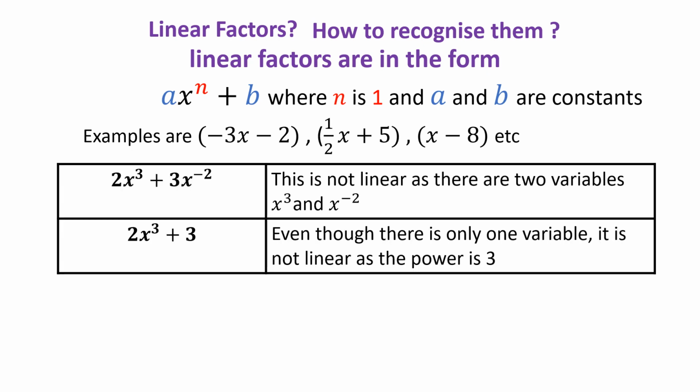If you look at the table shown, the first example is 2x^3 + 3x^-2. This is not linear because there are two variables, x to the power 3 and x to the power -2. There should be only one variable. If you look at the second example, there's only one variable, but this is also not linear because the power is 3. The power of x must be 1.